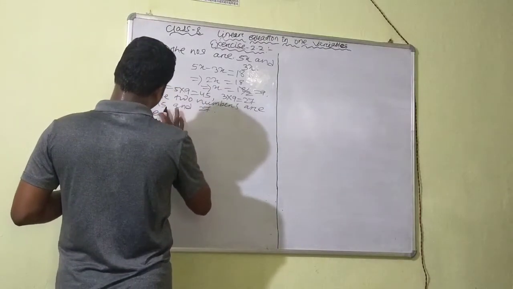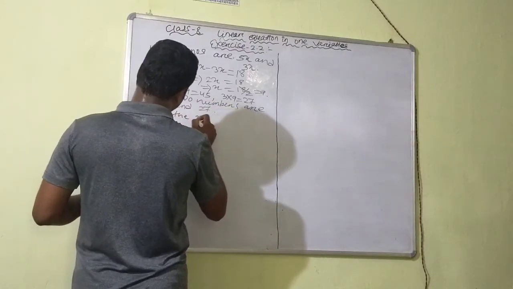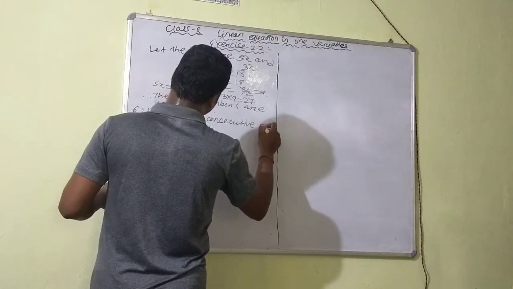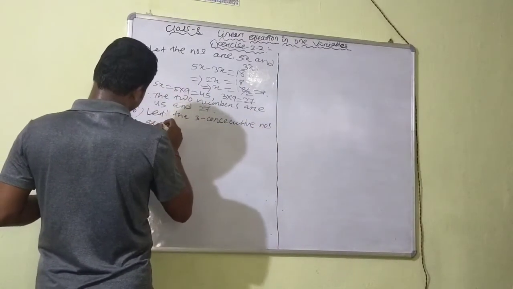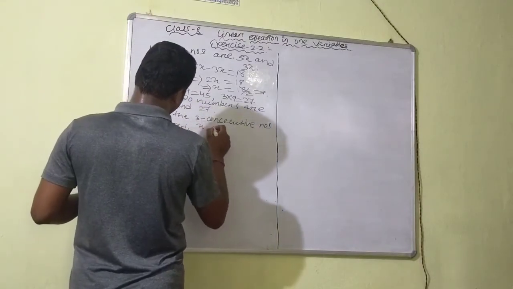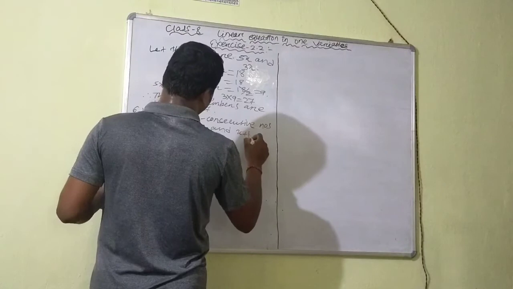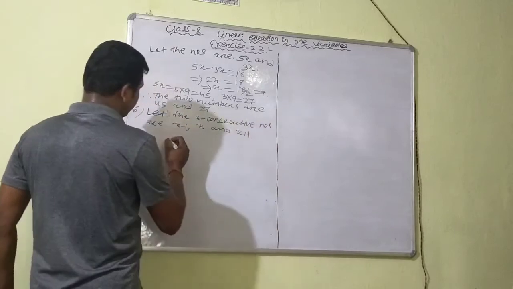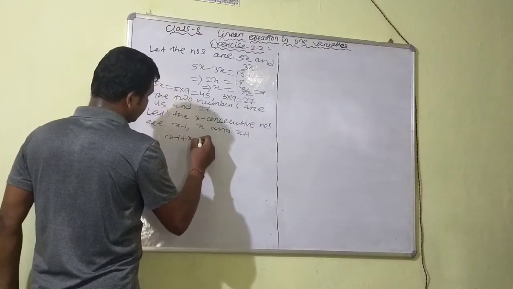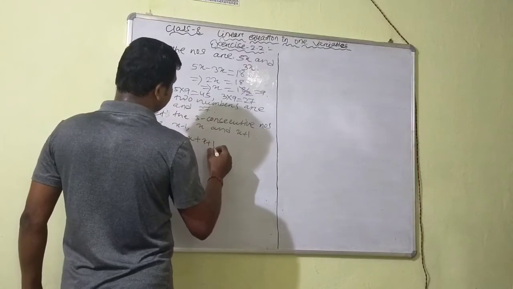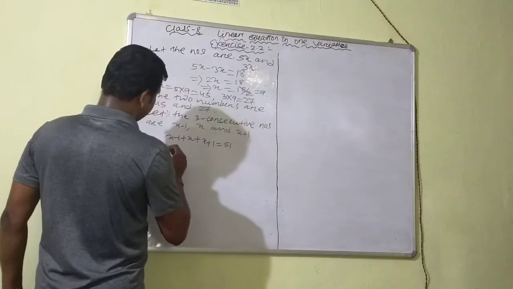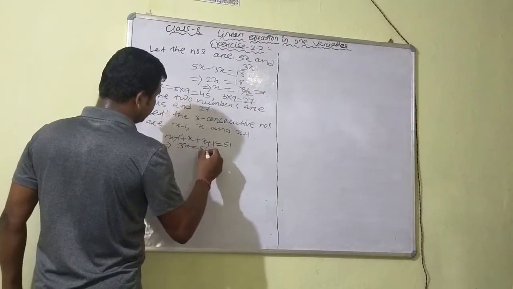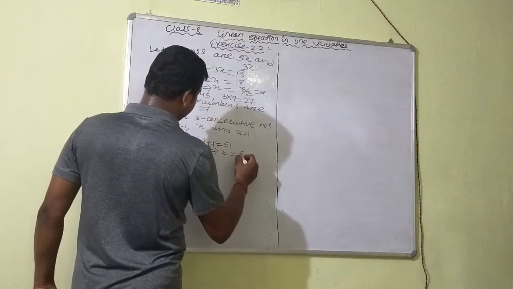let the three consecutive numbers be x minus 1, x and x plus 1. Okay, their sum is given 51. So add them, x minus 1 plus x plus x plus 1, that is equal to 51. That is 3x, plus 1 minus 1 cancels, so 3x equal to 51. This implies x equal to 51 by 3.